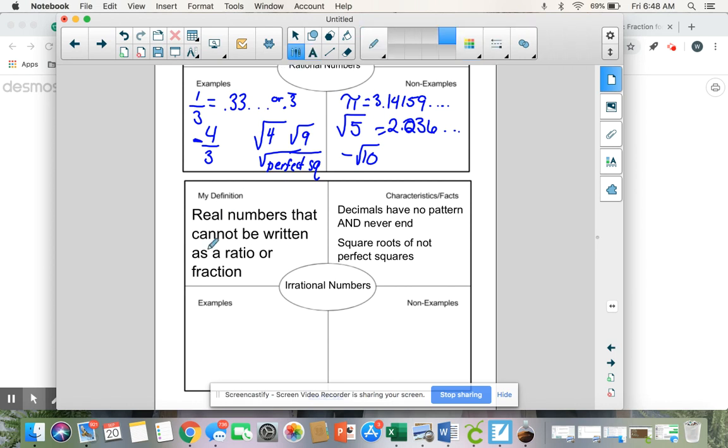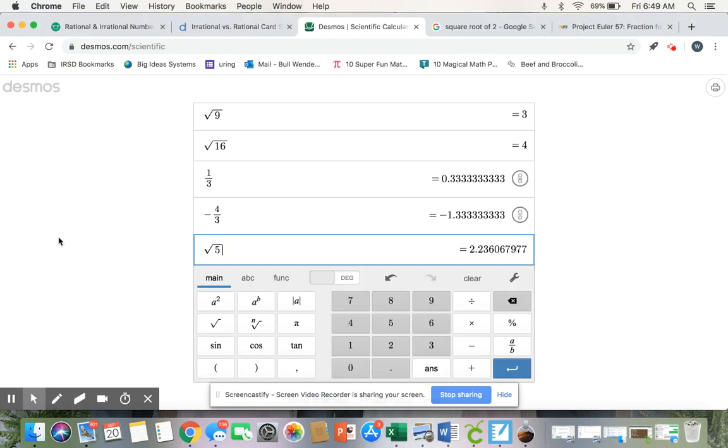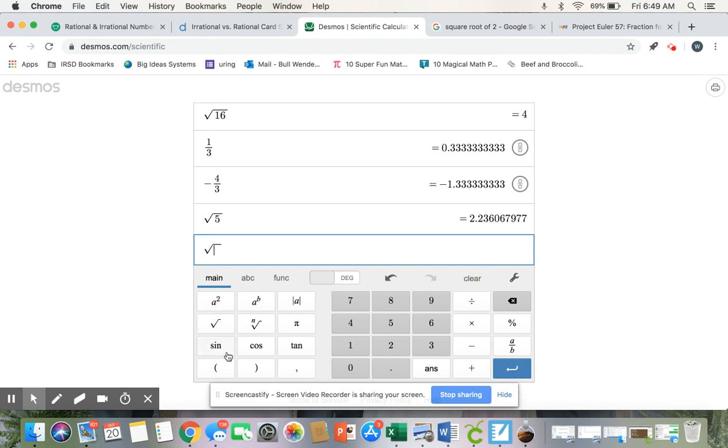All right, so now let's give an example. An example would be something like the square root of 11. Because when I go into Desmos and type in the square root of 11, not the sine of the square root of 11, once again, I get a number that doesn't end, and it just goes on and on and on, and there's no pattern to it.